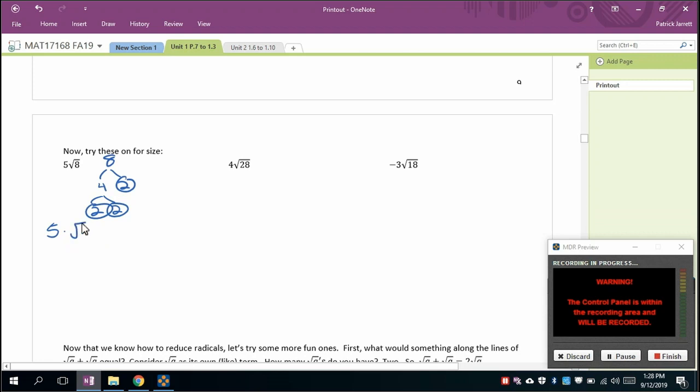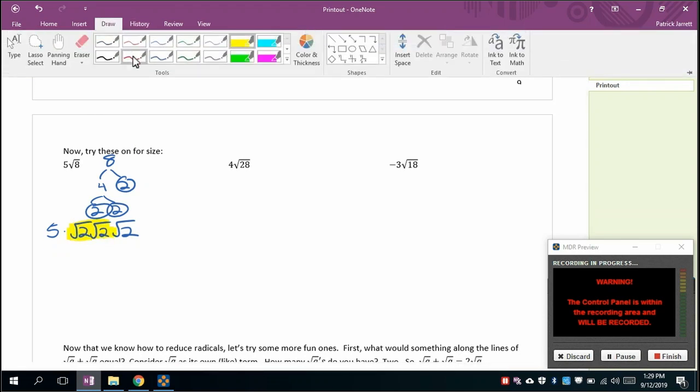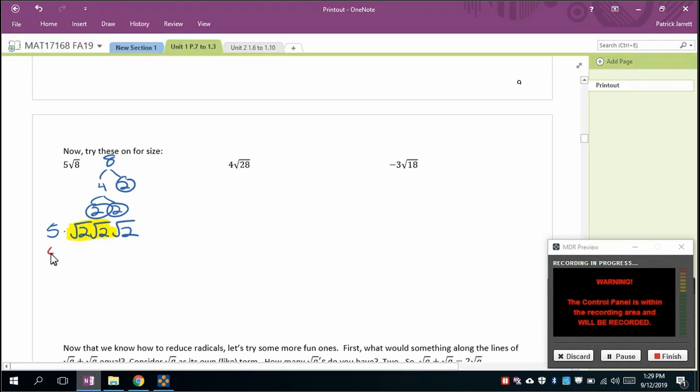So what happens here is we have 5 times square root of 2 times square root of 2 times square root of 2. Since we're dealing with square roots, we only need two of the same thing to come to the dance. So these two will join up, it doesn't really matter which two. It becomes 5 times the square root of 4 times the square root of 2, but we know the square root of 4 is 2. 5 times 2 times the square root of 2. And of course, remember, wholes by wholes, radical by radical. So the final answer is going to be 10 times the square root of 2.